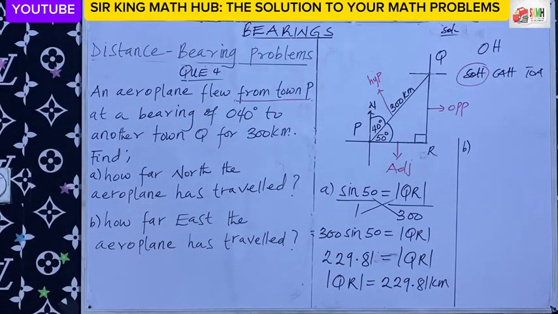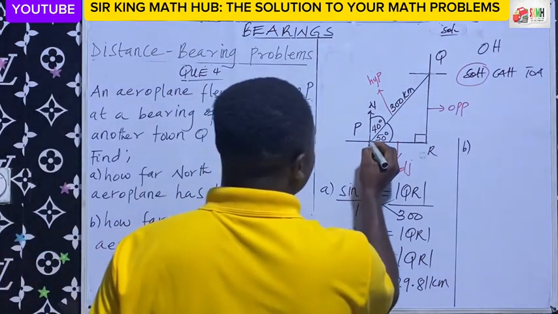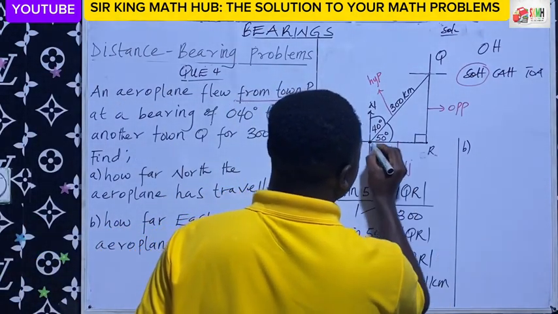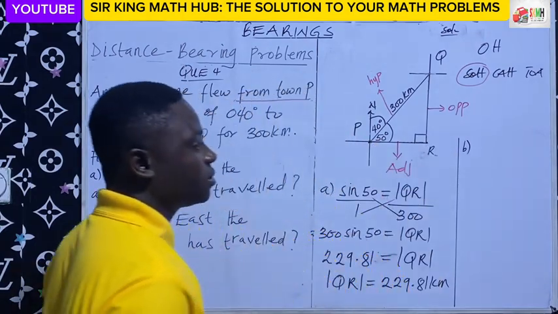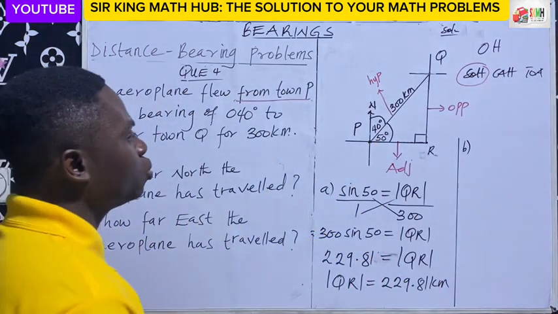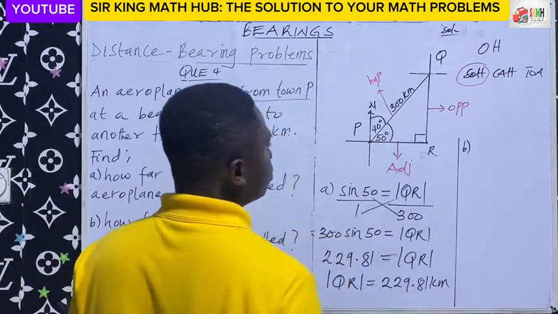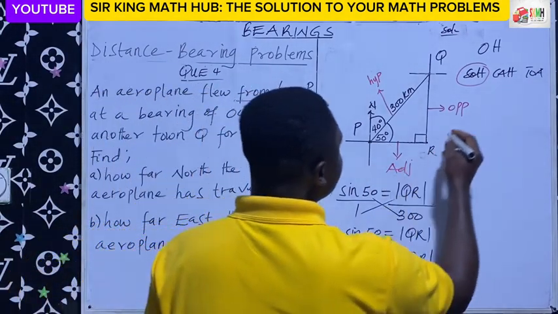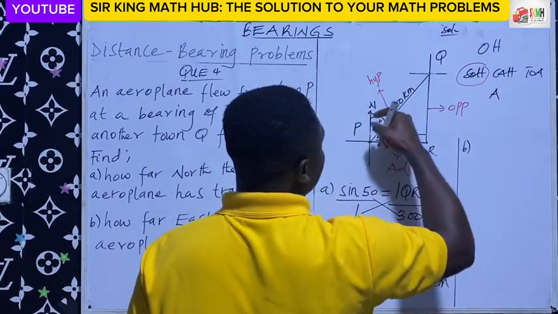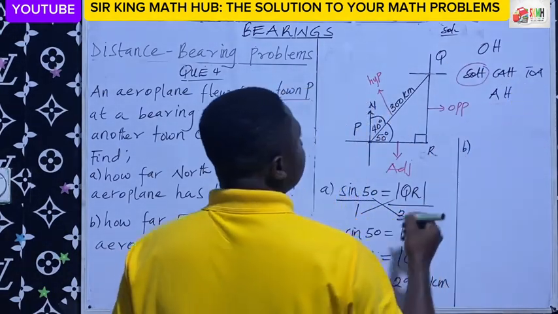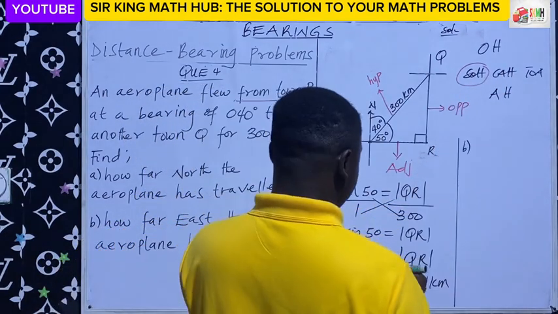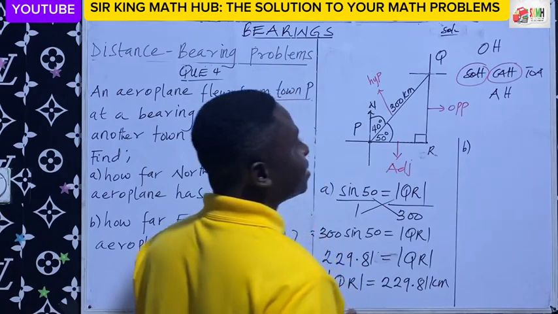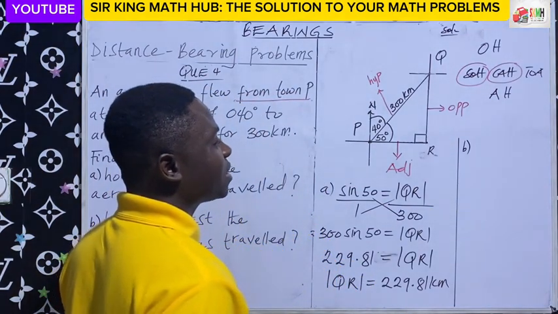How far east it has traveled means you are looking at this distance from here to this point. To calculate how far east it has traveled, you will need the adjacent as well as the hypotenuse. And from SOHCAHTOA, you see that CAH has adjacent and hypotenuse. And what does CAH say?